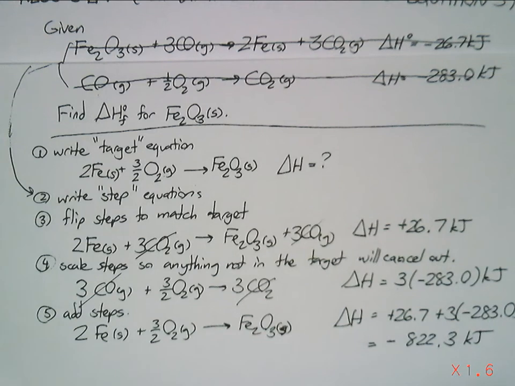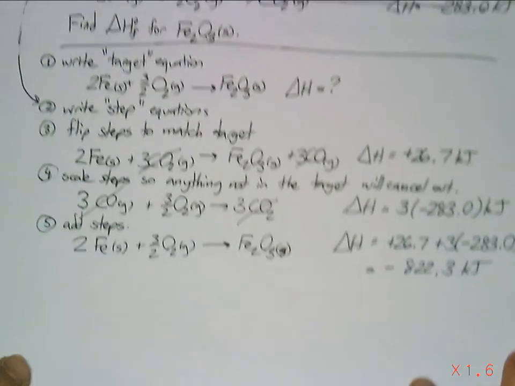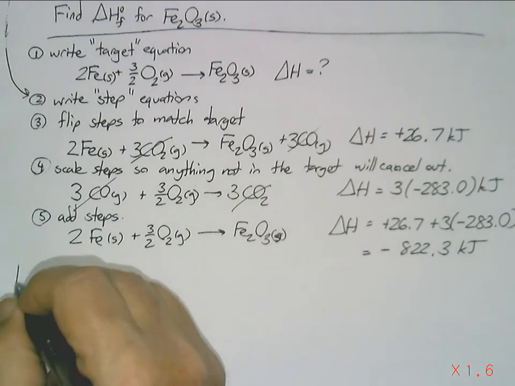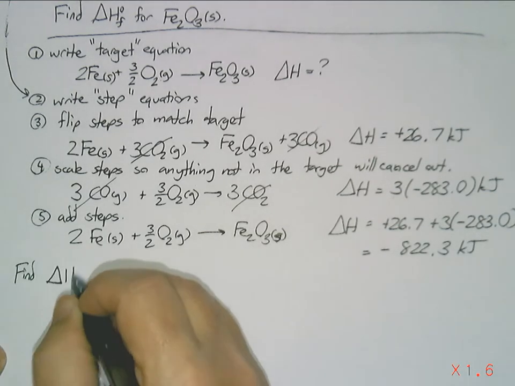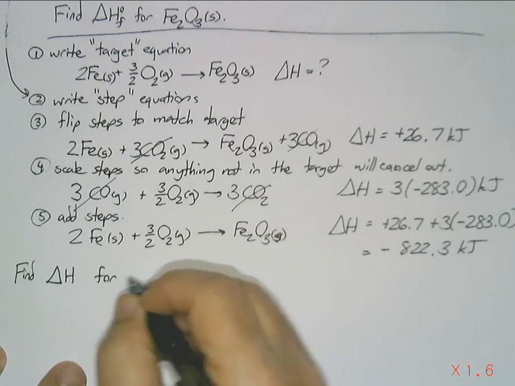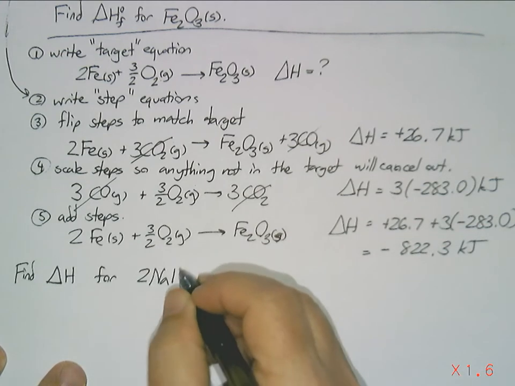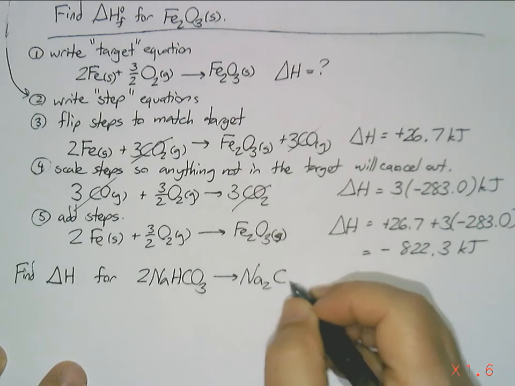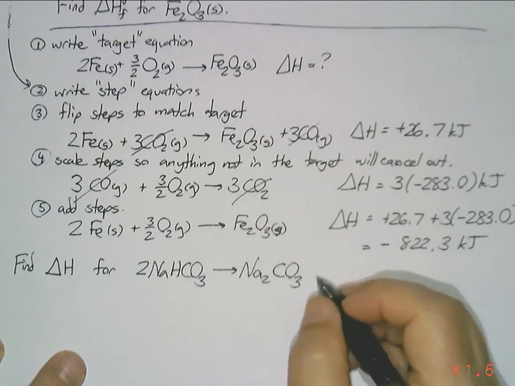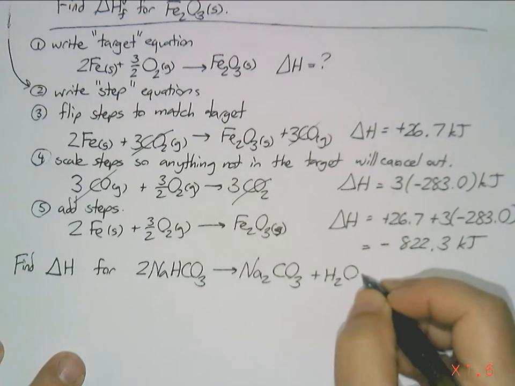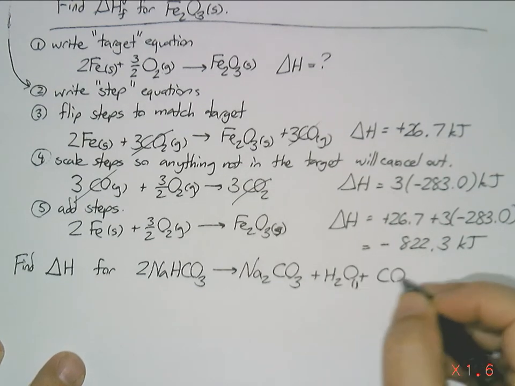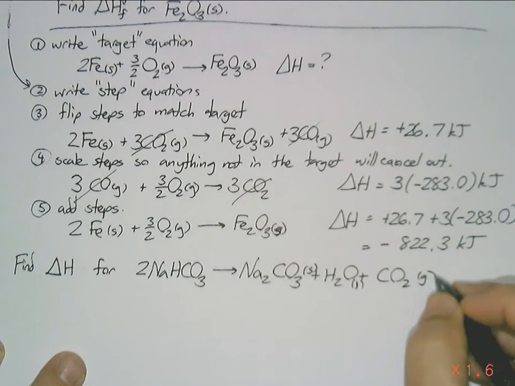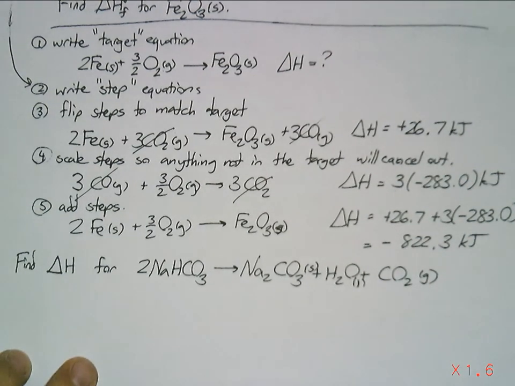Now, I'm going to show you a shortcut. Suppose I had a problem that was like this. Find delta H for this reaction. Sodium bicarbonate is used to make washing soda, which is sodium carbonate. Let's put in the states. Solid, liquid, gas. Find delta H for that reaction.